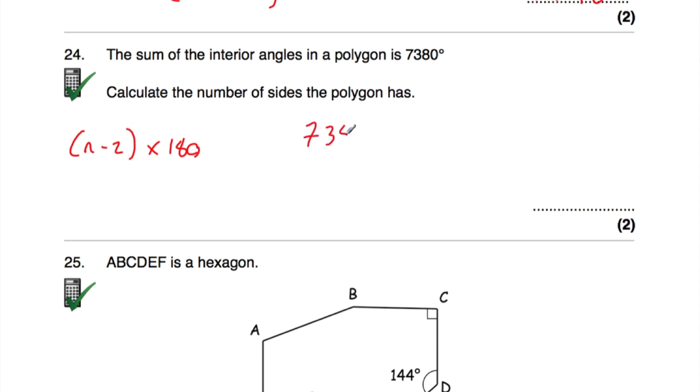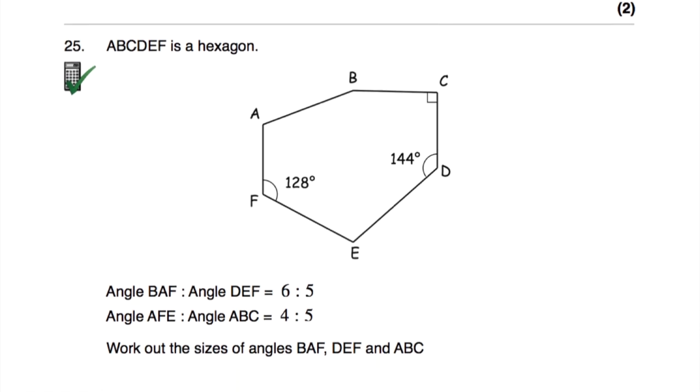So 7,380 divided by 180 is equal to 41. And then if we add 2, 41 add 2 is equal to 43. So that means the polygon has 43 sides. And that's it. That's just working backwards. Okay, let's have a look at our next question, question number 25.